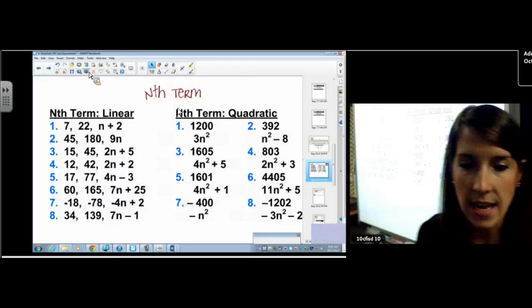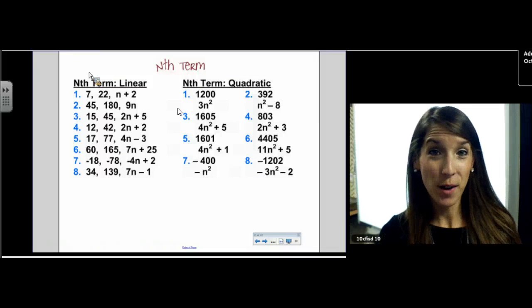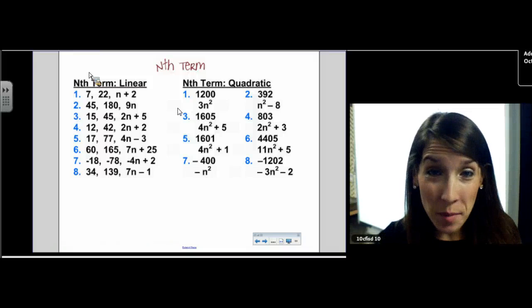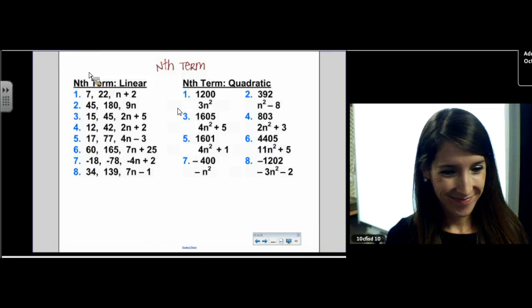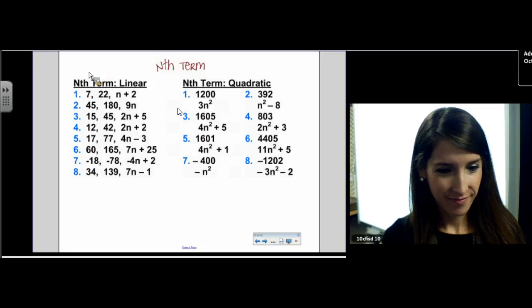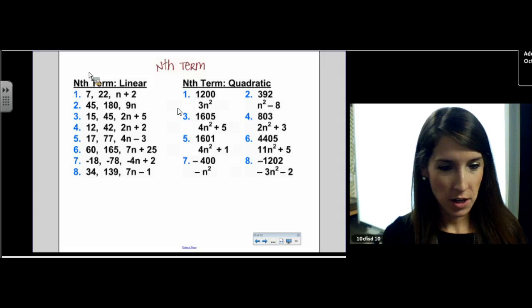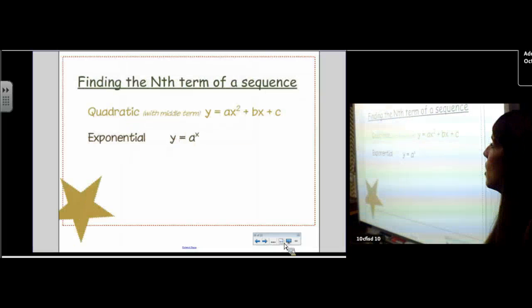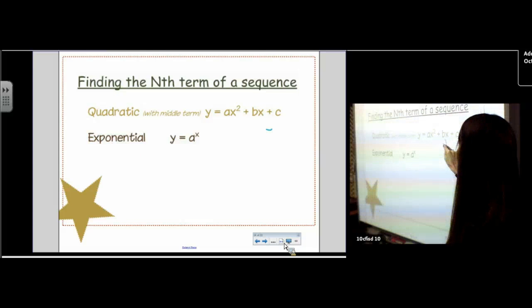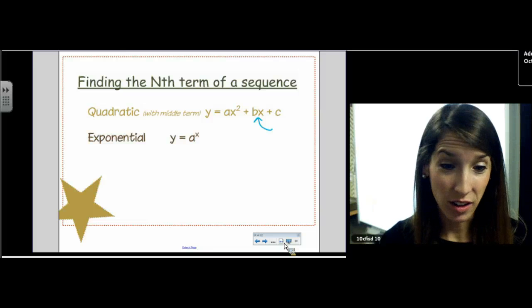Yesterday we learned nth term, linear, and quadratic. Today we're going to add on to that. We're going to learn quadratic with a middle term, and we're going to learn exponential. So today we're going to move on, like I said, to quadratic with a middle term, because yesterday none of our quadratics had a middle term, and then exponential.